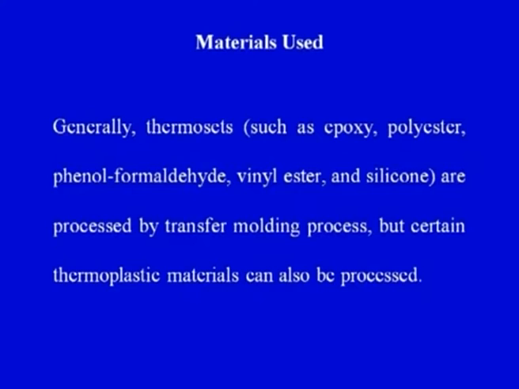Now what are the materials that can be used? Very quickly we will see that the materials that can be used for transfer molding are different types of thermosets such as epoxy, polyester, phenol formaldehyde, vinyl ester and silicones, and these can be processed by the transfer molding process, but certain thermoplastic materials can also be processed. So basically in transfer molding we can make thermosets, but we can also use the same process by slight modification for the thermoplastic materials also.